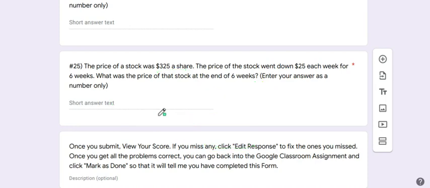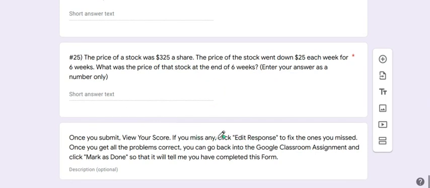Like it says at the very bottom of the note, once you submit, view your score. If you miss any, click Edit Response to fix the ones that you missed, so that eventually you get every problem correct.